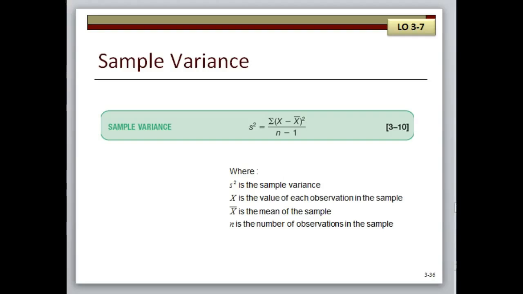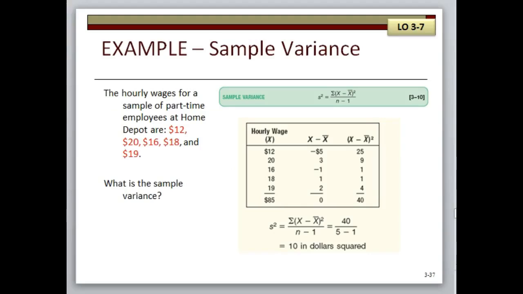Note that the steps in computing the population variance and the sample variance are exactly the same except when dividing the sum of the squared differences. For the population variance, the divisor is n, the population size, whereas for the sample variance, the divisor is n minus 1, or the sample size minus 1. Here's an example of how to compute a sample variance.